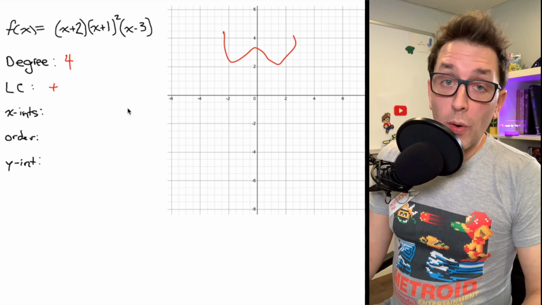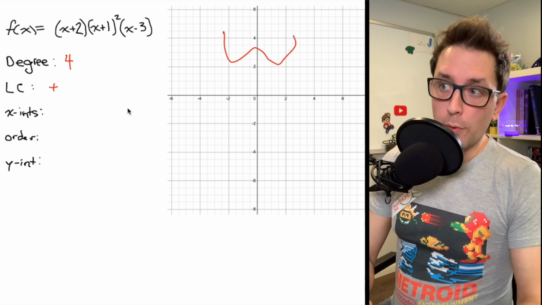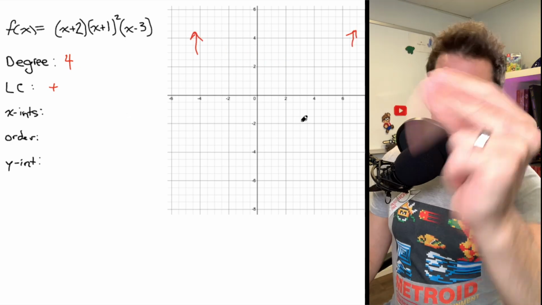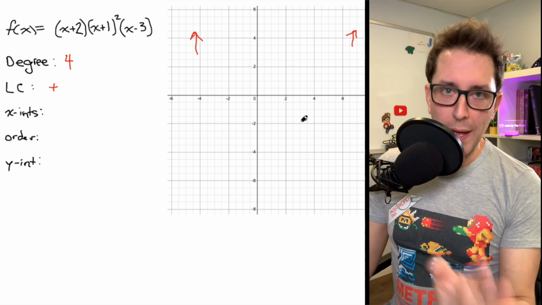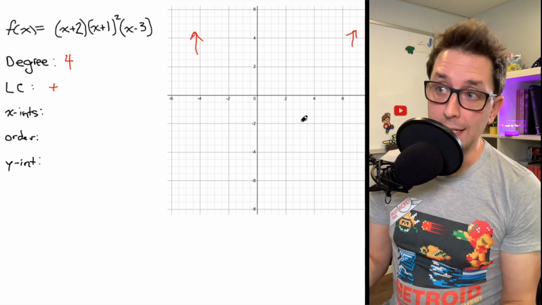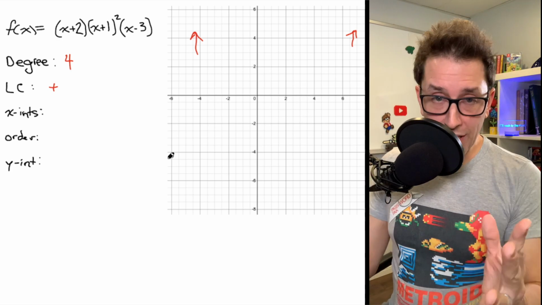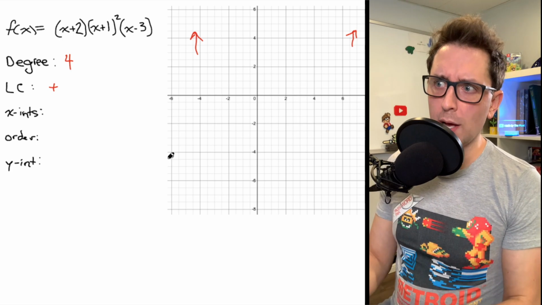All right, so that's all we know at this point. We know that we're working with a degree 4 polynomial and our leading coefficient is positive, and our sketch is going to look something like that. And so what I've done is I've just erased that mess and replaced it with 2 arrows that indicate the end behavior of my polynomial function. Quadrant 2, quadrant 1.